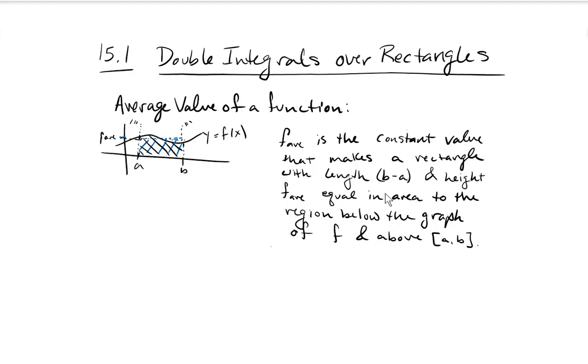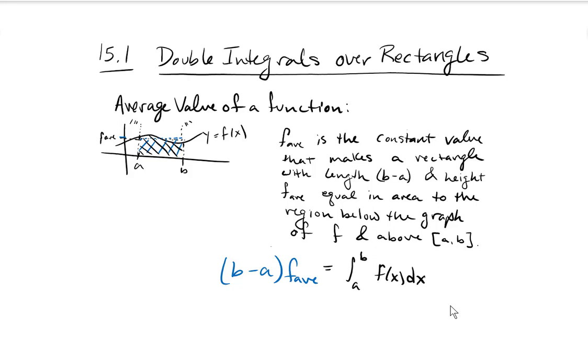That actually makes it easy to come up with an equation for what f average should equal. So let's start here. The area of the blue rectangle is length times width, b minus a times f average. That's equal to the area in black under our curve, which we know is the integral from a to b of f of x dx.